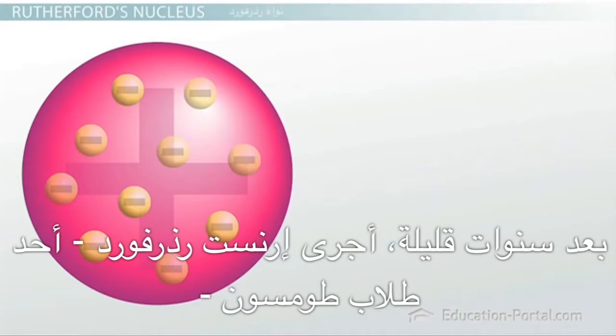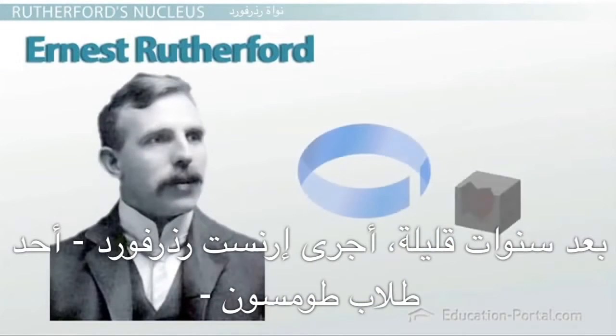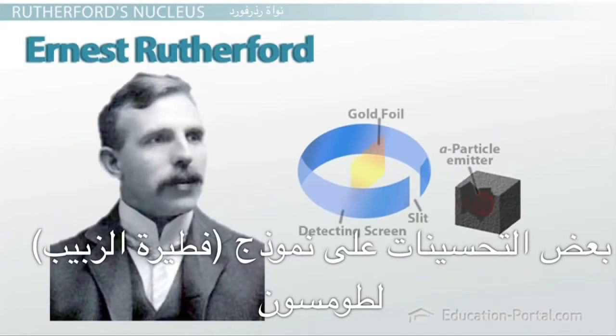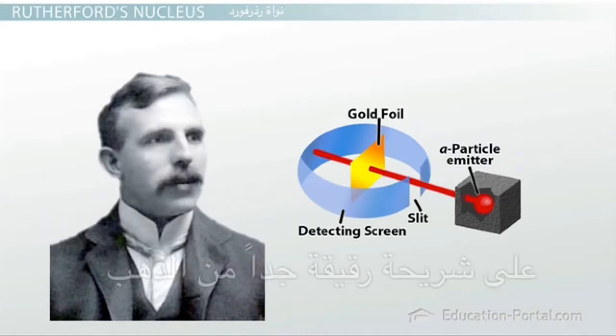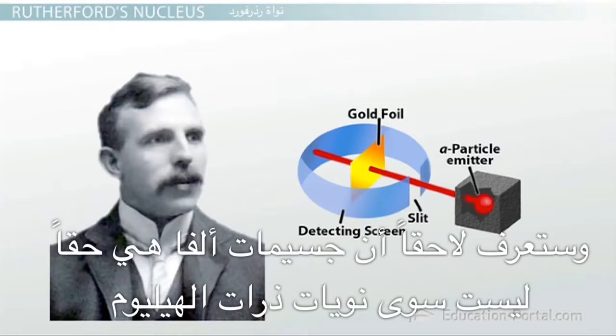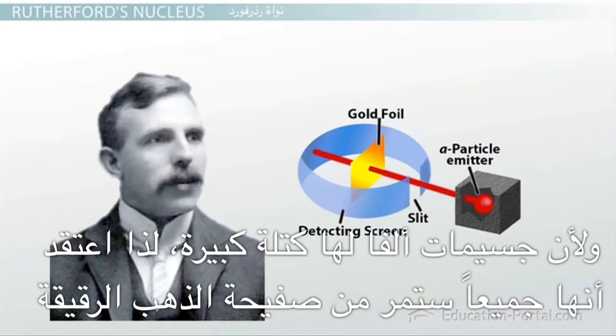A few years later, Ernest Rutherford, one of Thomson's students, did some tests on Thomson's plum pudding model. The members of his lab fired a beam of positively charged particles called alpha particles at a very thin sheet of gold foil. Later on, you'll learn that alpha particles are really just the nuclei of helium atoms. Now, because these alpha particles had so much mass, he fully expected that all of the alpha particles would go right through the thin gold foil.